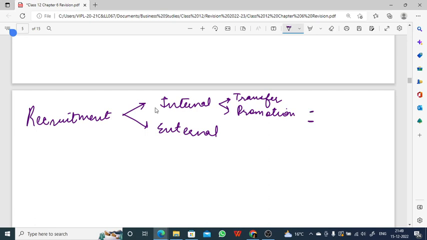Promotion is from niche se upar ja rahe ho. Transfer is from one department to another department. So basically, this is horizontal and this is vertical. You are shifting from one job to another, one department to another, one shift to another, without any change in responsibility or kind of status. But when promotion is happening, of course you are shifted to a higher position, higher responsibilities, higher pay, higher facilities, etc. Okay.